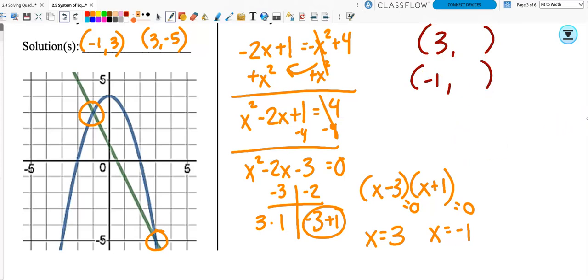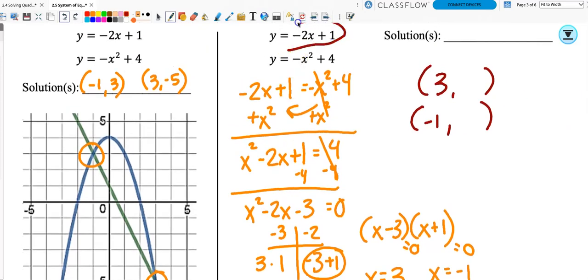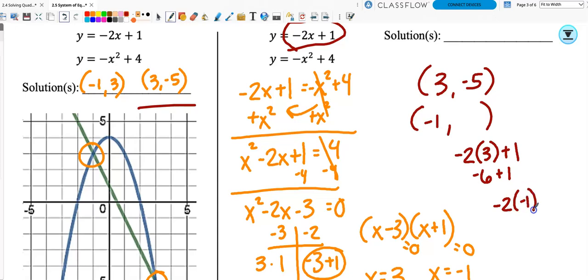To figure out your y values, plug it into the easiest equation. Okay, so in my opinion, the linear one is easier. So I'm going to plug in a 3 for your x. So I would have negative 2 times 3 plus 1. Negative 2 times 3 is negative 6 plus 1, which is a negative 5, which, hey, we already found that. That checks out. Also plug in a negative 1. So negative 2 times negative 1 plus 1 will be a positive 2 plus 1, which is a 3. Hey, we already found that out.